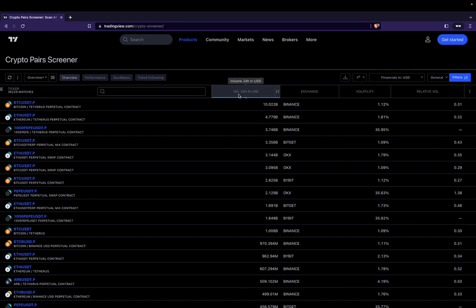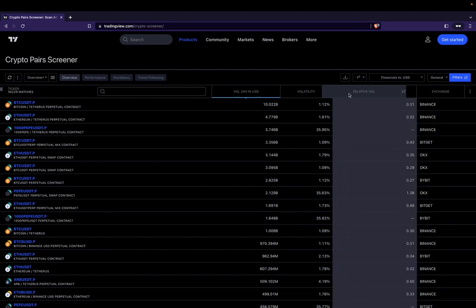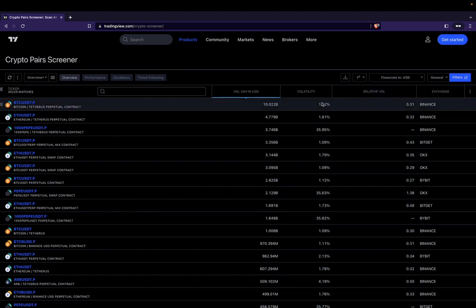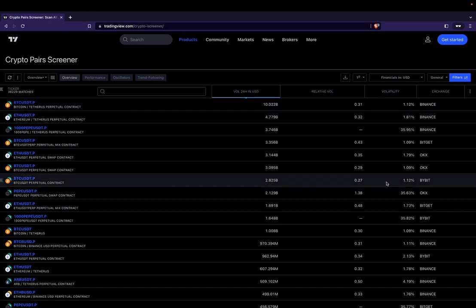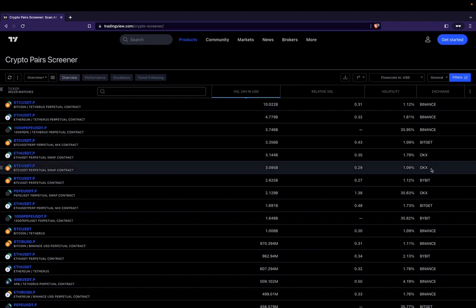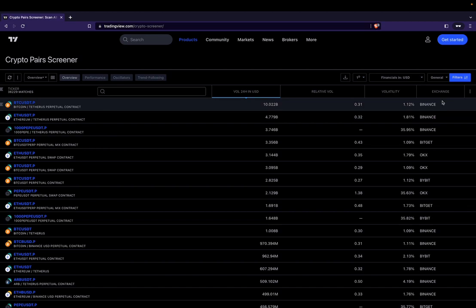The volume here on the left, the exchange, volatility, you can slide them across. Very nice. So I put them like this: volume, relative volume, because they're the two most important things to me. Volatility, and then exchange at the end. Now, that still gives us 36,229 matches, of course. We haven't filtered yet, but we've made it cleaner. We've taken away all the stuff we don't need to look at. We've now got our data we need, and we need to filter down.